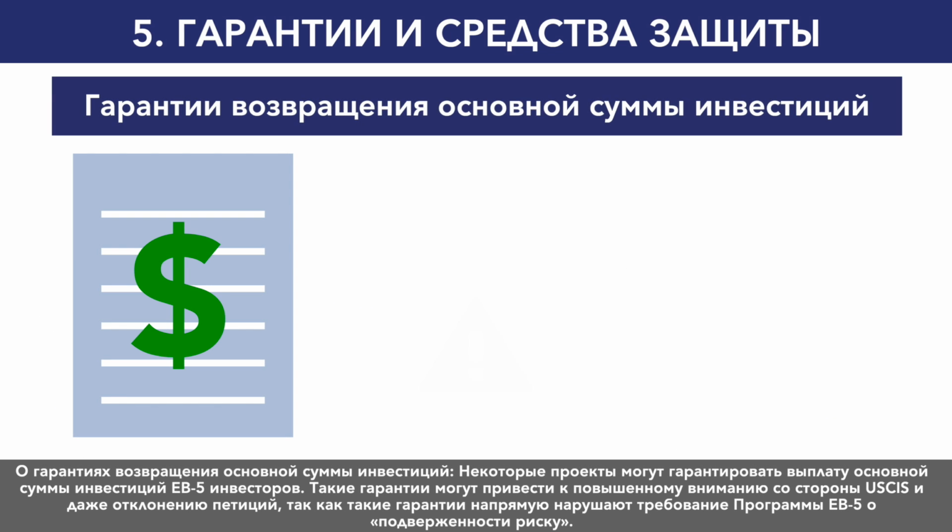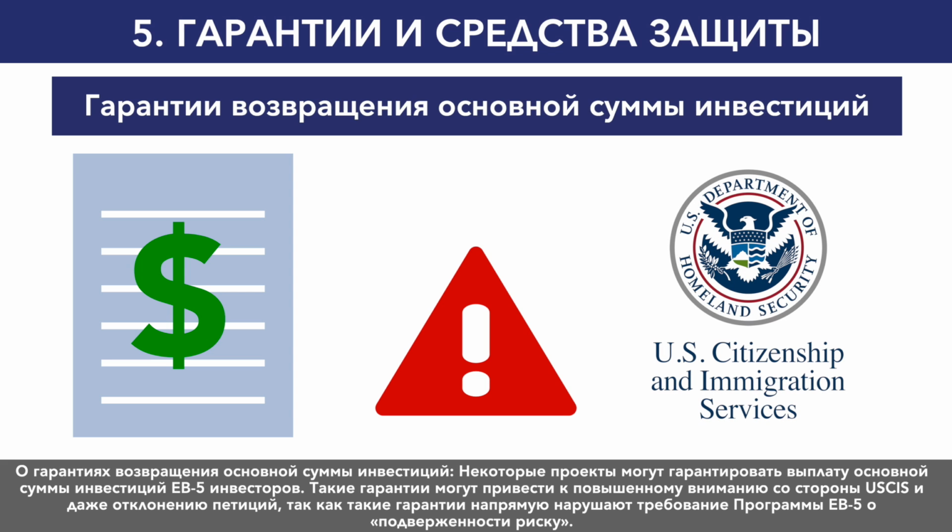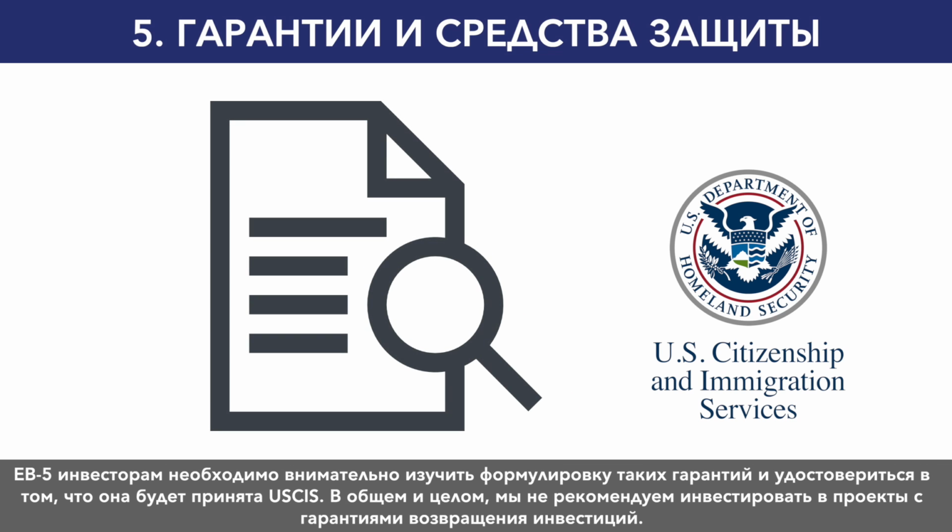Note regarding principal repayment guarantees. Certain projects may guarantee the repayment of EB-5 investors' investment principal. Such guarantees are likely to result in increased scrutiny from USCIS and even denials because such guarantees are in direct conflict with the at-risk requirement of the EB-5 program. EB-5 investors should carefully examine how such repayment guarantees are worded and whether they are likely to be accepted by USCIS. Generally, we do not recommend investing in projects with repayment guarantees.